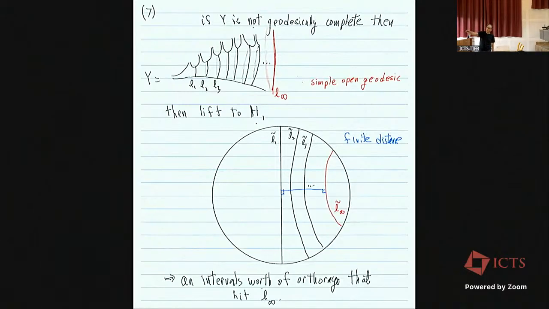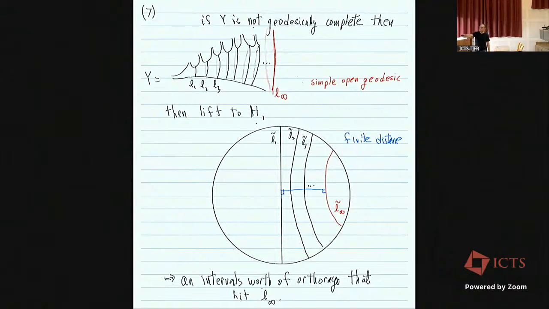When you attach the half plane, the boundary of the half plane is a simple open geodesic, and these geodesics would have to converge to it. But if that happens, the distance from this L1 geodesic along an ortho ray, the shortest one, is finite. That's how we're assuming that it's not geodesically complete. But if it's finite, lift that picture to the universal cover, and here's what you'll see. These lifts of these geodesics form a nested sequence of geodesics that converge to the lift of L infinity. And this is a finite distance, okay?